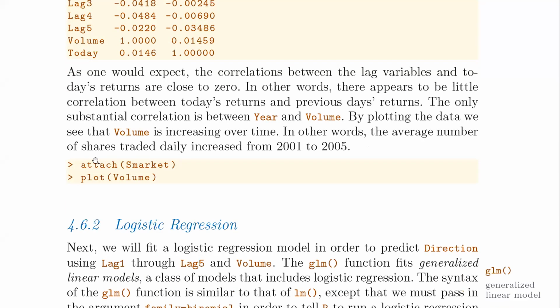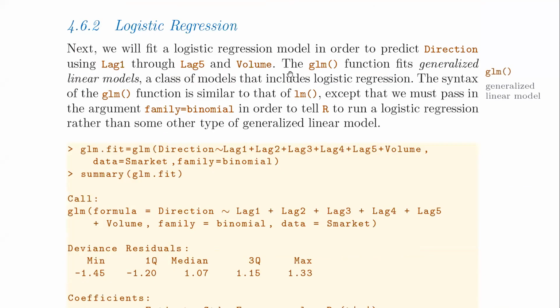In other words, the average number of shares traded daily increased from 2001 to 2005. Right. Logistic regression. What was logistic regression? Yeah, logistic regression is when we're using logs and e to the, and we had to estimate the parameters using maximum likelihood. Next, we will fit a logistic regression model in order to predict direction using lag 1 through lag 5 and volume.